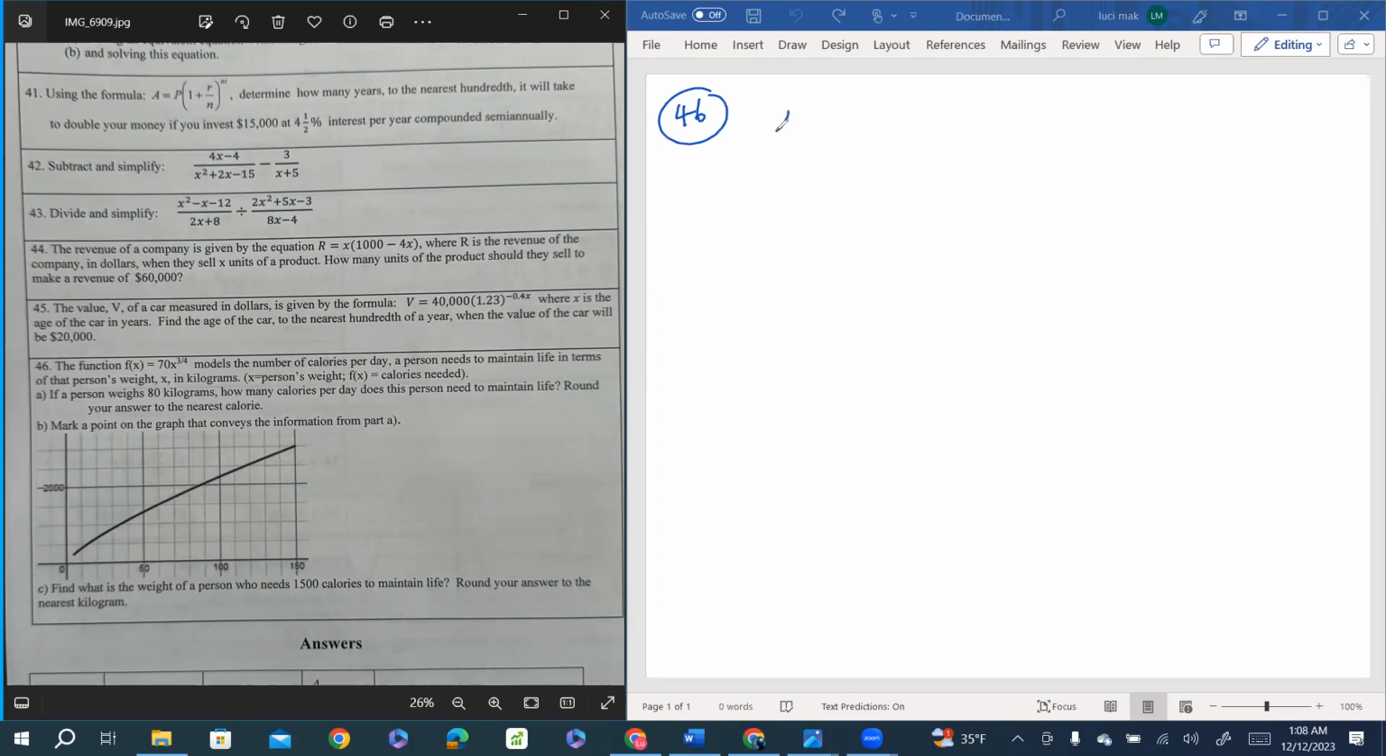We have this function, f of x equals 70x to the power of 3/4, which models the number of calories per day a person needs to maintain life in terms of the person's weight. So x is the weight, in kilograms, and f of x is the calories needed. Part A: if the person's weight is 80, how many calories do we need?